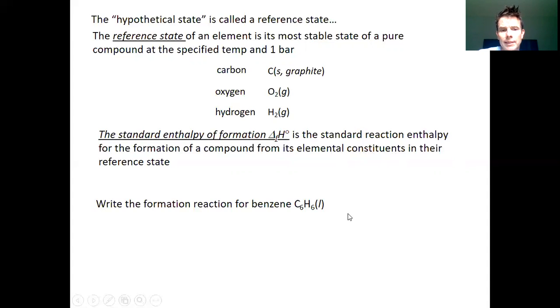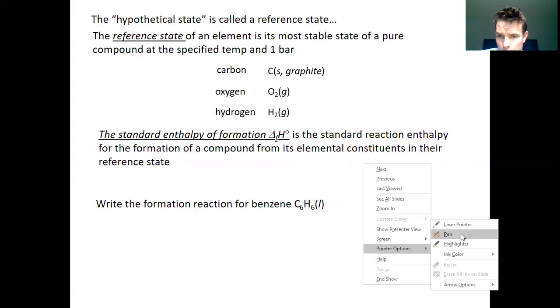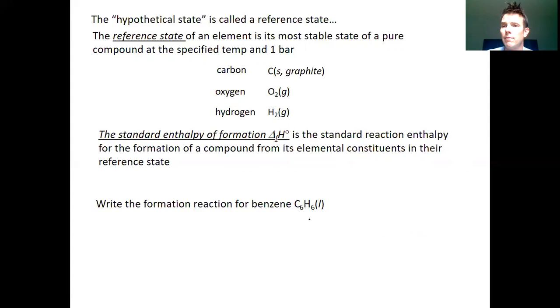And let me give you an example. Let's say I wanted to write the formation reaction for benzene. So when you make these, you make the compound. This is always going to be the product. Okay, so we're going to make C6H6 liquid. And the question is, what are the reference states of carbon and hydrogen? Well, we just talked about that, but it's going to take 6 carbon solid plus 3 H2 gas. And if I do all that right, I can get C6H6, right? Benzene liquid. This is the formation reaction for benzene liquid.